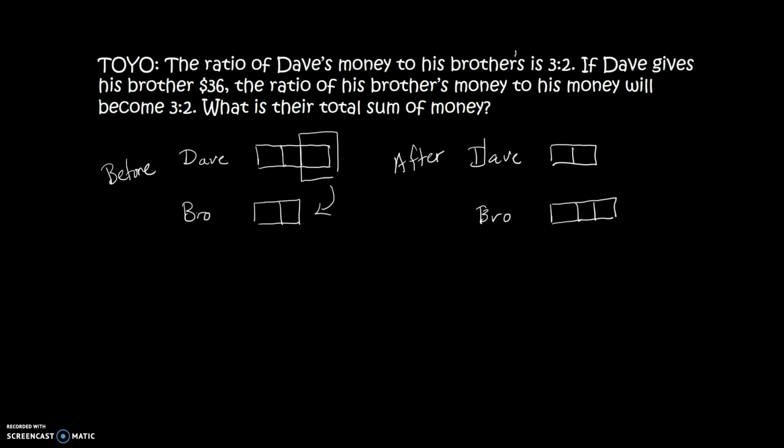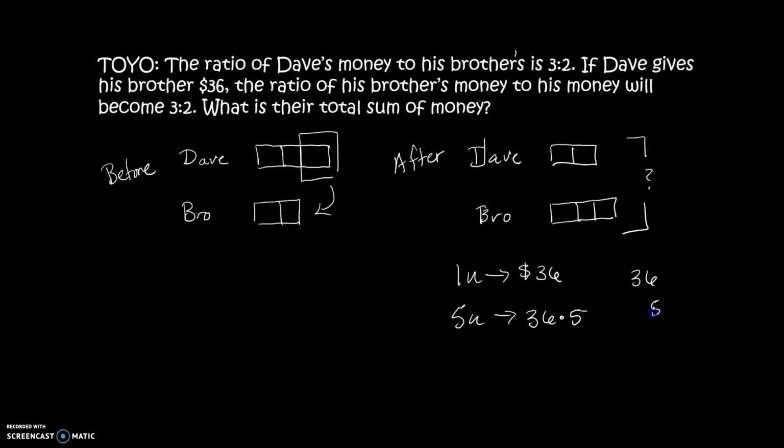So 1 unit has to equal $36. The question that we're trying to answer is, what is the total sum of their money? So we want to solve for 5 units because that's how much they have together, not 15. That's a mistake. So 5 units equals 36 times 5.